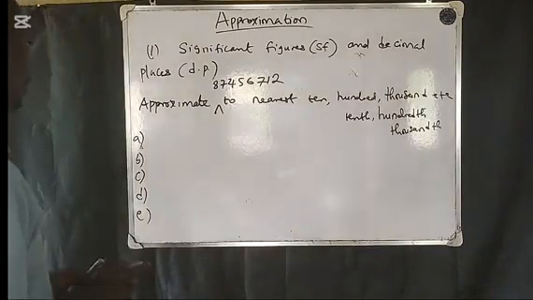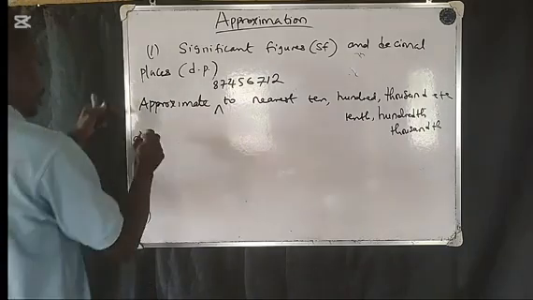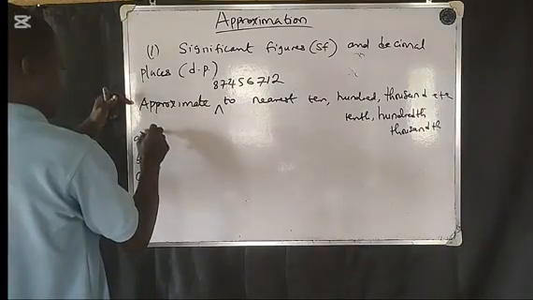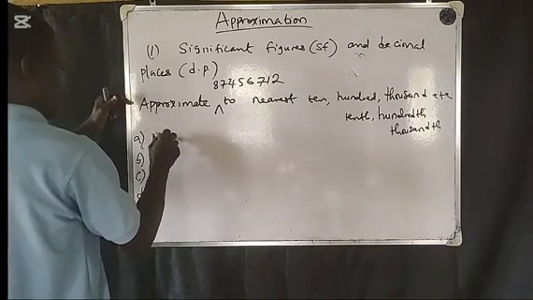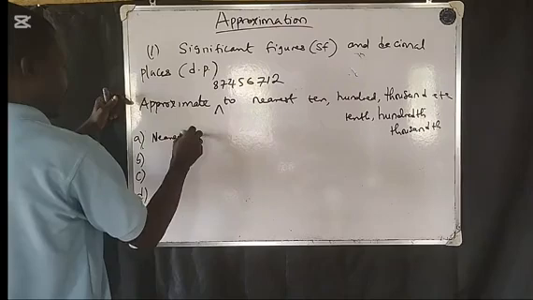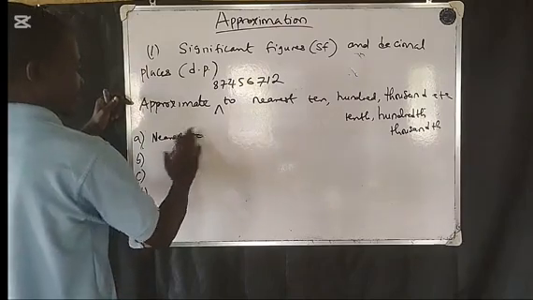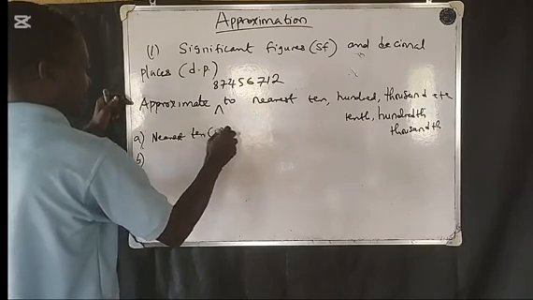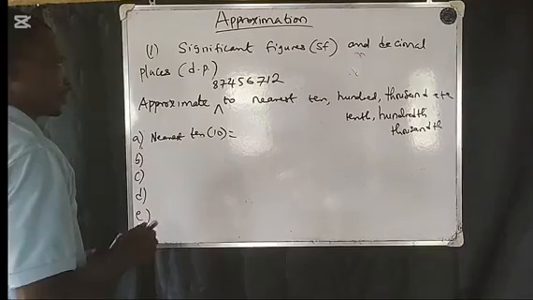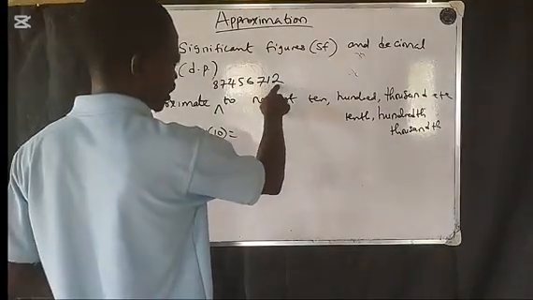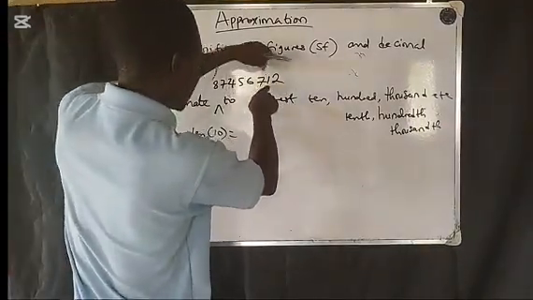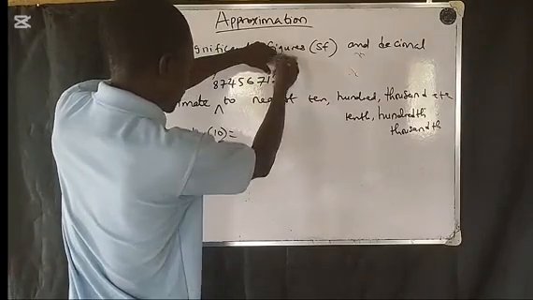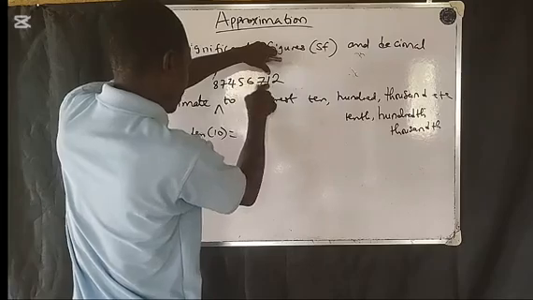So to approximate this number to the nearest 10, for example. You can also write your 10 like this, nearest 10. Nearest 10 means this one is the unit and this one is the 10. So nearest 10 means you are going to stop here. You write the whole number and stop at the nearest 10.